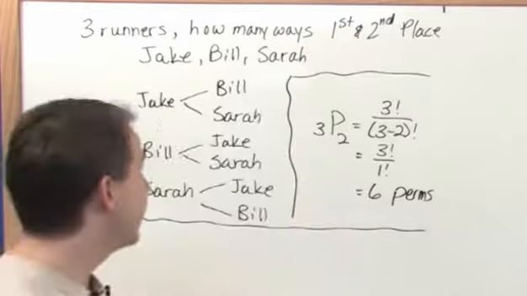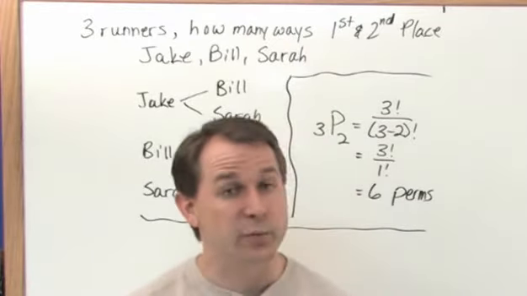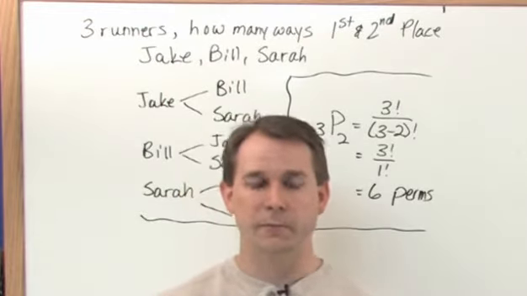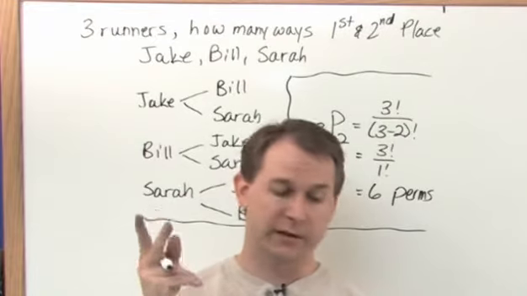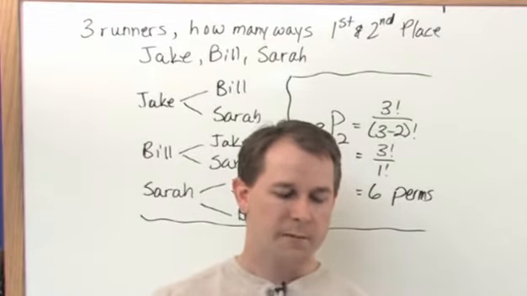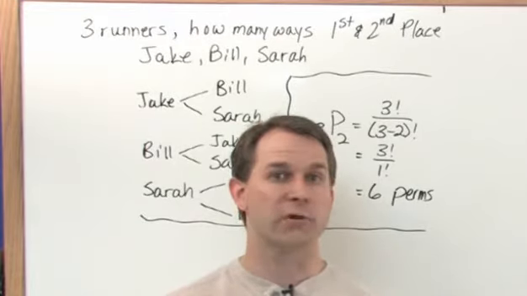What do we have here? We had Jake, Bill, and Sarah. But instead of winning a race where there's a clear first and second place winner, let's say, for our problem, we have 3 people, Jake, Bill, and Sarah, just like before, but we're going to send 2 of these 3 people to a conference in Colorado.